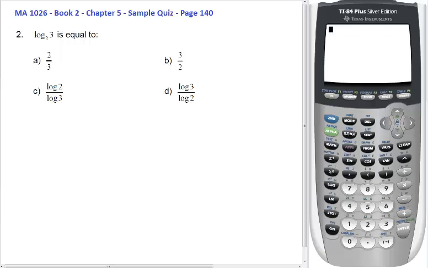Hello students, we'll look at the solution now to number 2 multiple choice from chapter 5 on logarithms. This is from page 140, right at the end of your booklet there. You should have already tried this multiple choice. So let's get to it.